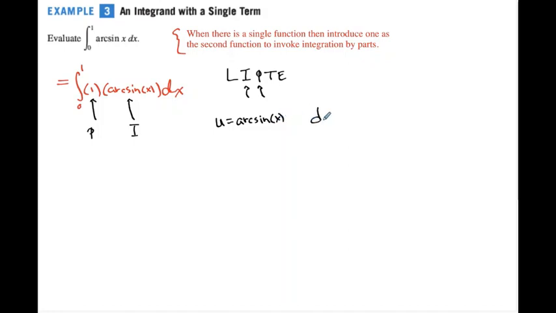And we're going to let dv equal 1 dx. Remember, the dx always attaches to the dv. Now we know we need the counterparts, the du and the v, for our integration by parts formula. So the derivative of arc sine of x is 1 over the square root of 1 minus x squared. And v is equal to x. Oh, I can't forget to put my dx here with the du. It's the derivative.